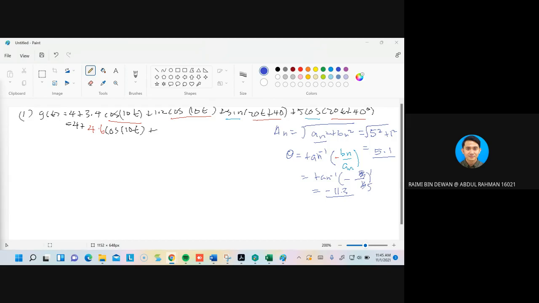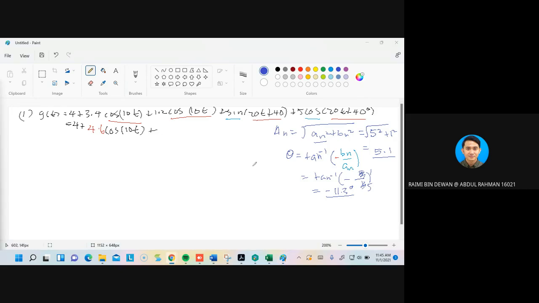Where's the slide before? Okay, never mind, I lost the slide already. Okay, so 11.3. Don't forget to put degree here, because it's important, even though it looks like a small circle there.